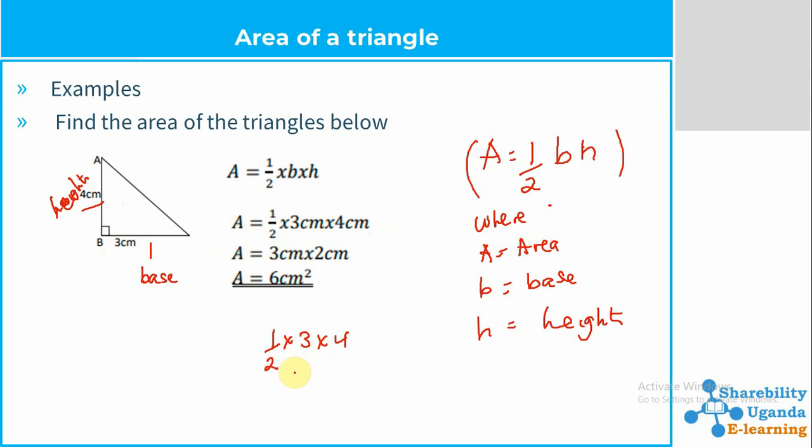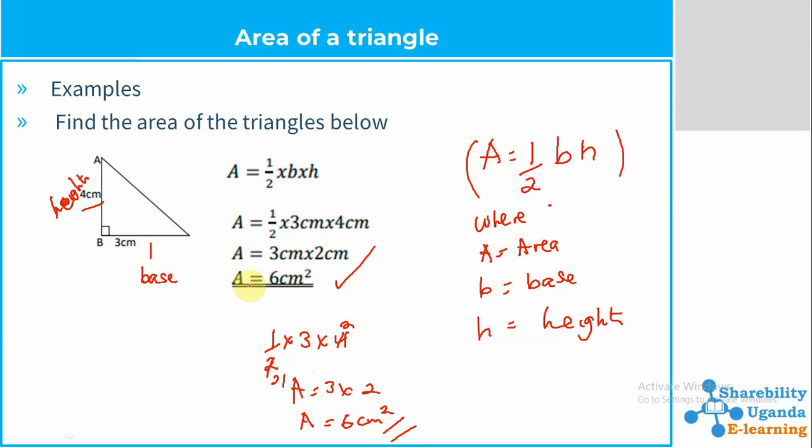So here they got 6. How did they come up with the 6? So now here we look out for a factor that can divide 2 and 4. We say 2 by 2, 1, and 4 by 2, 2. Then our area here should be equal to 3 times 2. Our area should be equal to 6 centimeters squared. So that's how they came up with the 6.